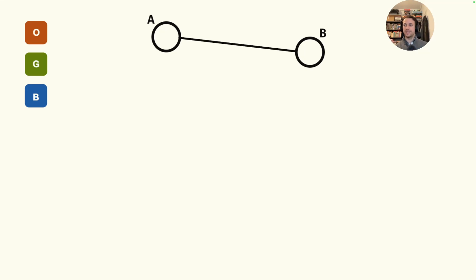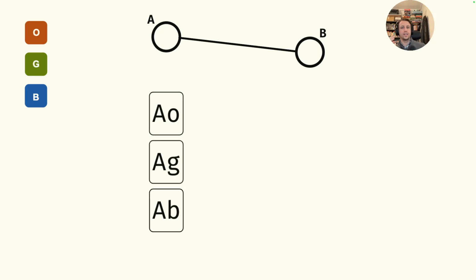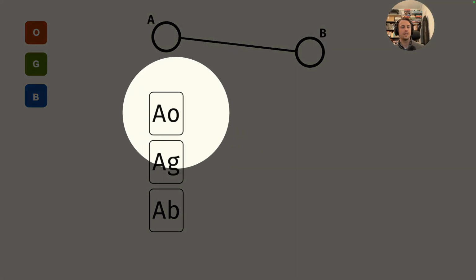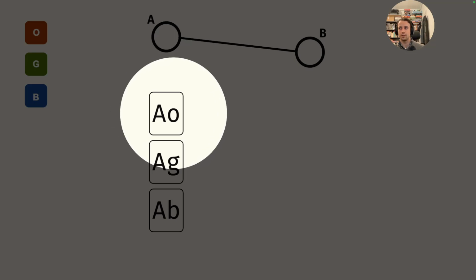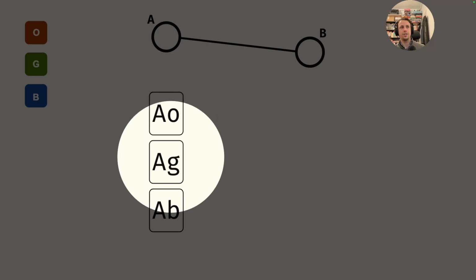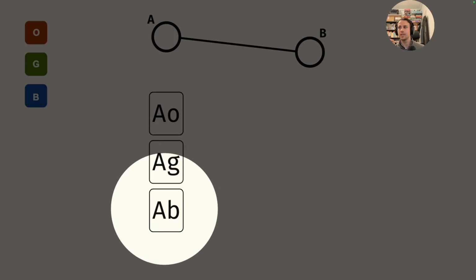For each vertex, I'm going to create 3 variables. For vertex A, I'm going to call them AO, AG, and AB. And the idea is variable AO tells me whether the vertex A is orange or not. Variable AG tells me whether the vertex A is green or not. And variable AB tells me whether A will be blue or not.